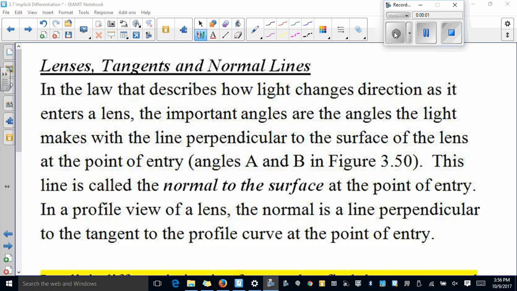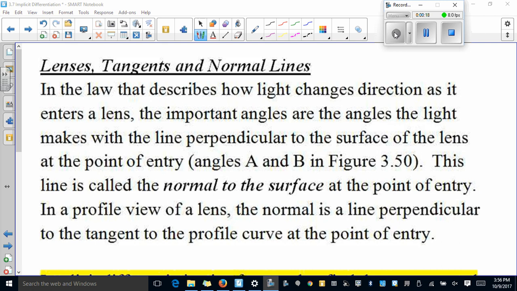So let's see where these fall into place. In the law that describes how light changes direction as it enters a lens, the important angles are the angles the light makes with the line perpendicular to the surface of the lens at the point of entry, angles A and B. We'll go to the figure in a minute.